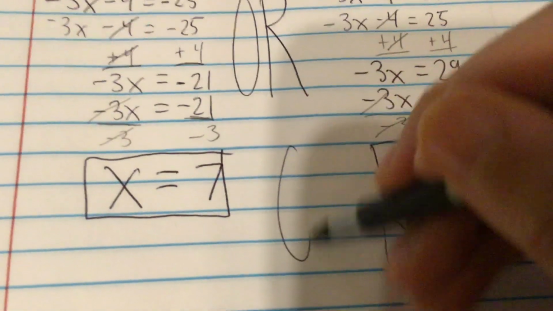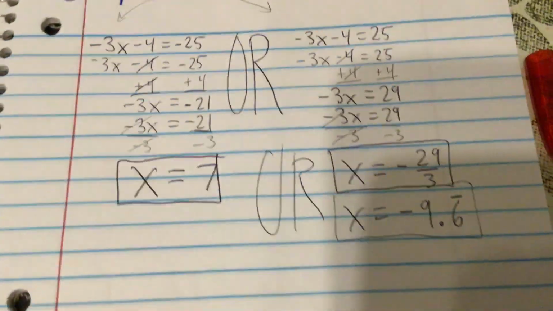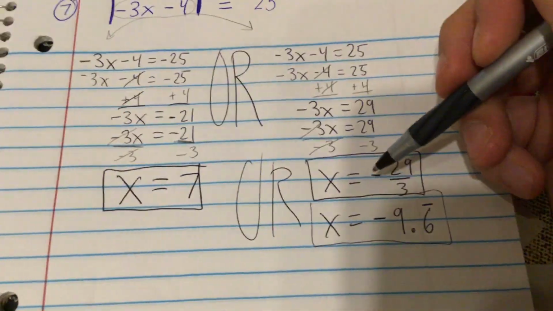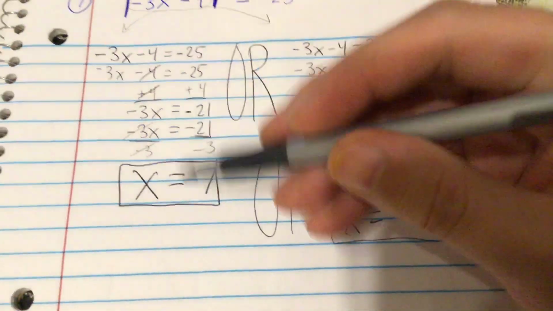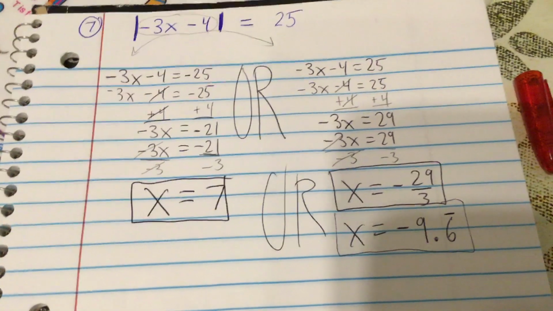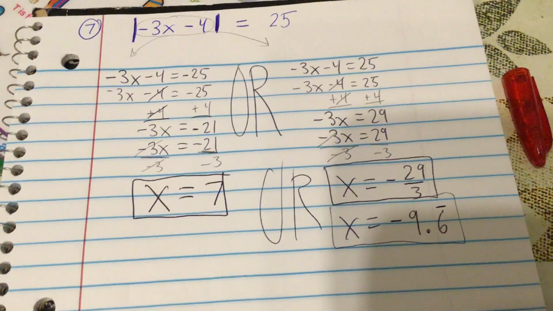Remember, there are 2 distinct solutions I'm looking for if the problem is solvable. Either x is equal to 7 or negative 29 thirds. x is equal to 7 or negative 9.6 repeating. The same exact answer solution set.